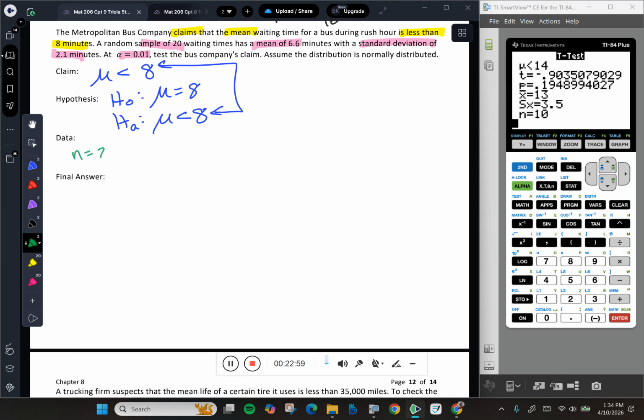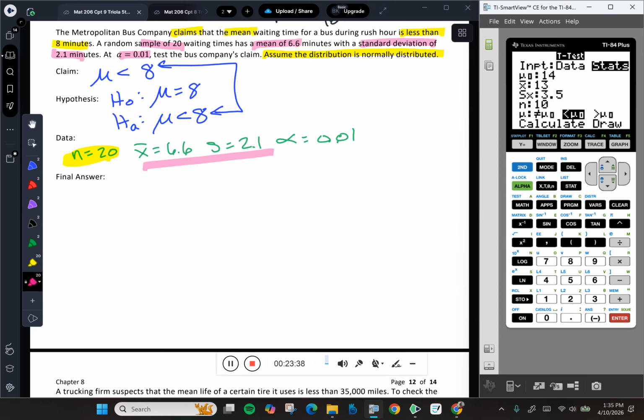N is 20. X bar is 6.6. S is 2.1. Alpha is 0.01. Okay. I don't like this, but look at that. We're good. We can assume that it's normally distributed, so we don't care that it's 20. Okay. I'm testing a claim about a population mean, and I have sample statistics. I'm going to run a t-test again.